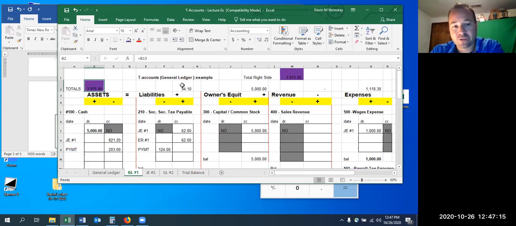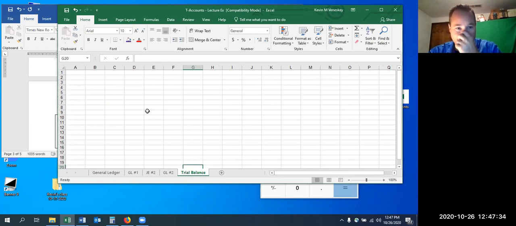When I look at my totals, they still balance. That's good. And I would have completed my first journal entry. Now, when you're all done with your entire journal entry, maybe your payment, and let's say it's now the end of the month, we're ready to set up our trial balance.